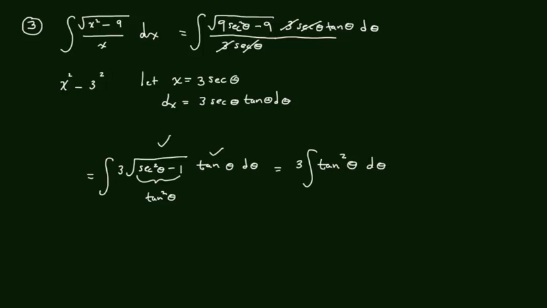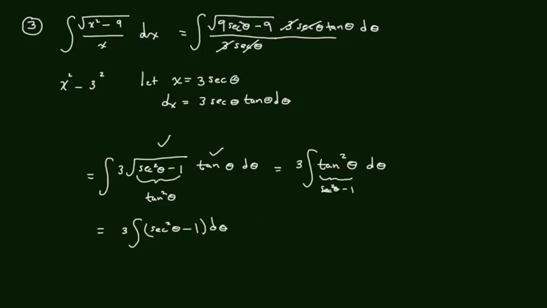Now this is no walk in the park here. This is actually a bit tricky. I don't have a book of memories for tangent squared. I do have a book of memories for secant squared. So if I could somehow make this look like secant squared, and I will through an identity. So this is 3. I can write this as secant squared theta minus 1, because that's what this equals. Secant squared theta minus 1 d theta.